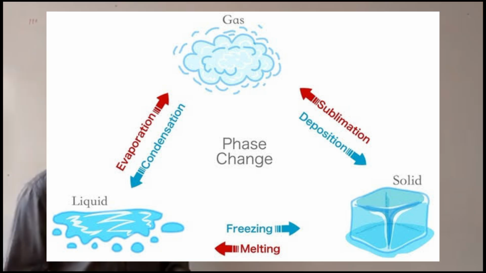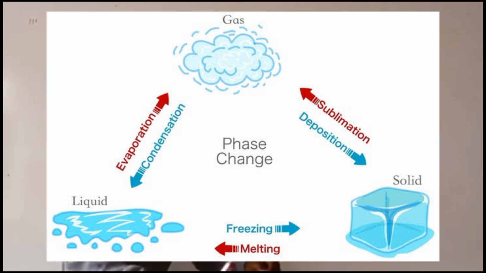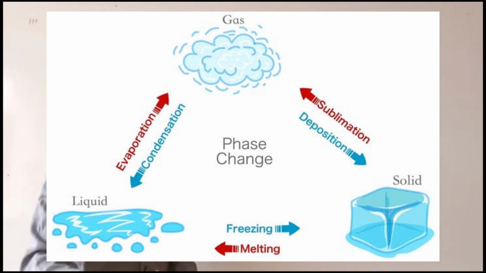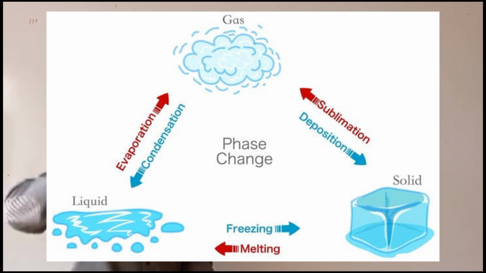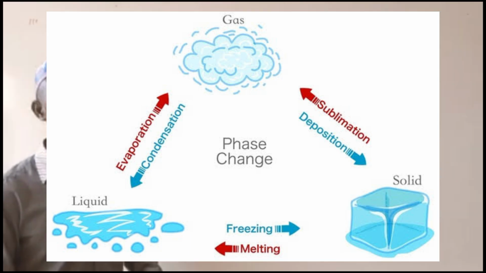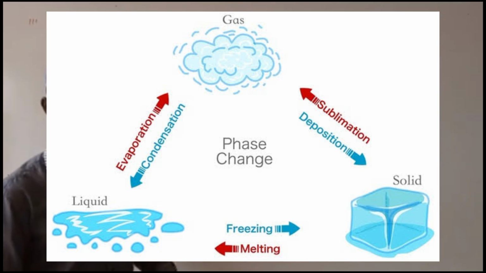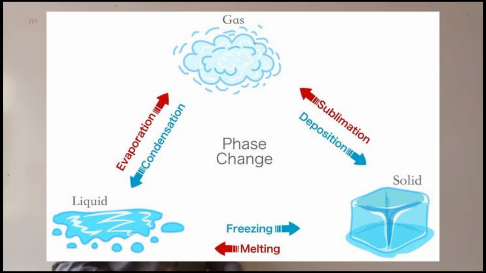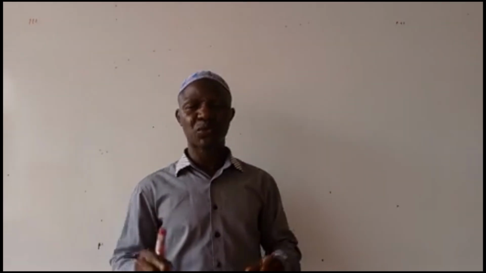An example of that is camphor. If you drop camphor on the table, even without supplying any heat, the normal heat surrounding it will change it to gas. You will not see liquid at all. It means it has changed directly to gas, and the process is called sublimation. Then when you remove heat from gas, it can change directly to solid, and the process is called deposition.